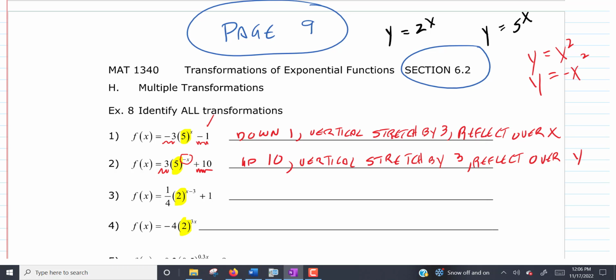And then a lot of similarities. Next problem, what do you think the plus 1 does? Up 1, so that's easy enough. How about the 1/4? What do you think that does? Shrink, vertical shrink, good. Okay, so that's vertical shrink by 1/4, okay?